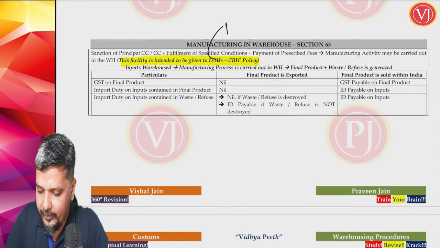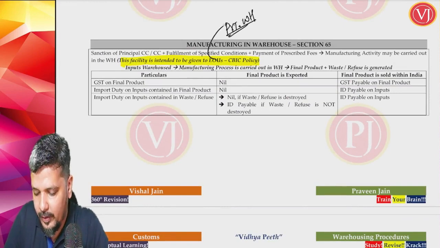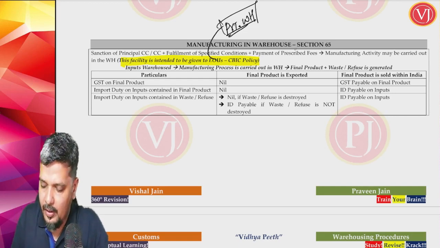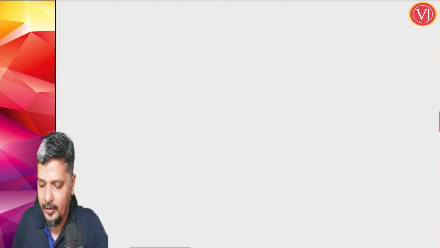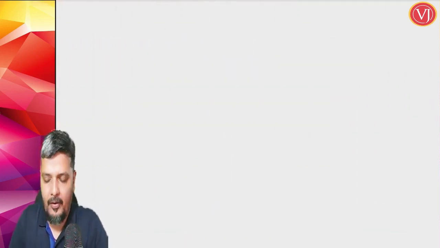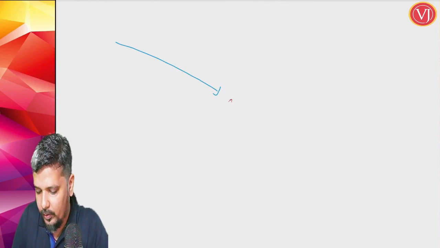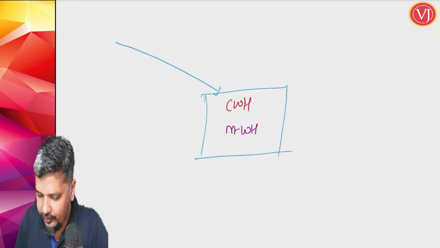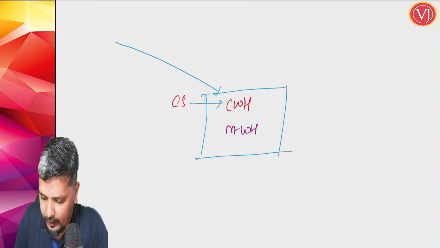And understand that these EOUs, when they are manufacturing in warehouse, they will go for private warehouse. Section 58, private warehouse. So we are focusing on manufacturing in warehouse, section 65. Now what is being said? When you import and manufacture in warehouse, you are importing an item, you are taking it to customs warehouse. In customs warehouse, you are manufacturing. When you import, take the goods from customs station to customs warehouse.